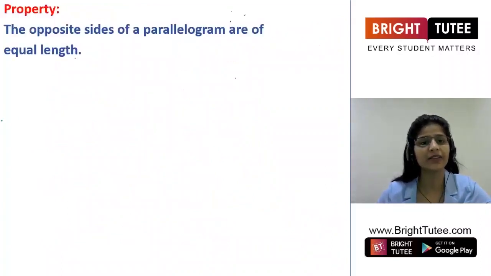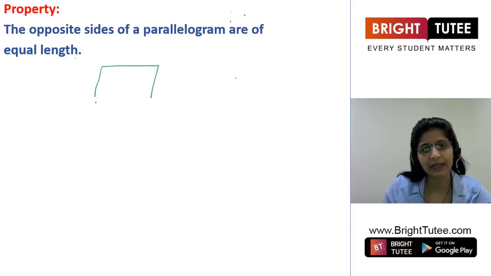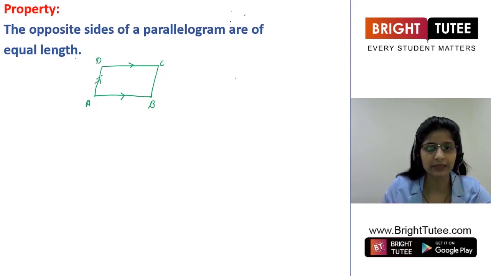Let us discuss the very first property of the parallelogram. It says the opposite sides of a parallelogram are of equal length. So how are we going to prove it? Let us first draw a parallelogram. As we have learnt, a parallelogram is a quadrilateral and the opposite sides are parallel to each other. So this is a parallelogram. Let us name it A, B, C, D. And the side DC is parallel to side AB, and side AD is parallel to side BC.